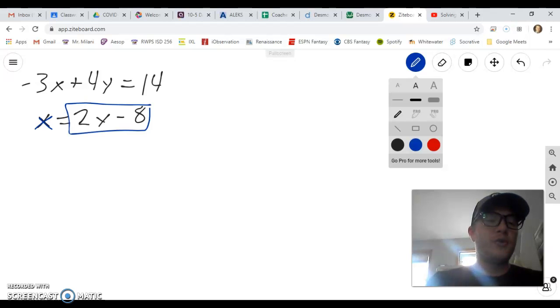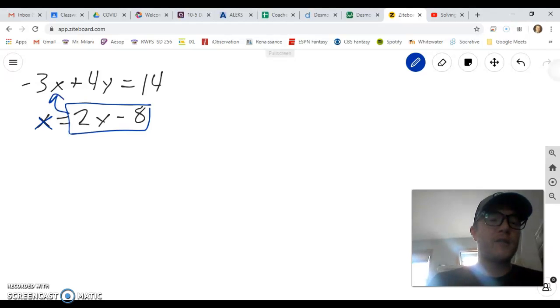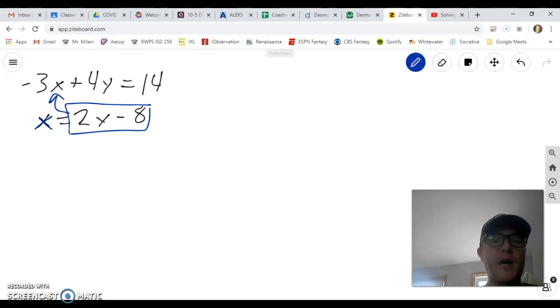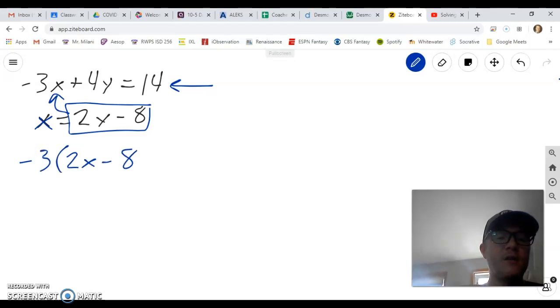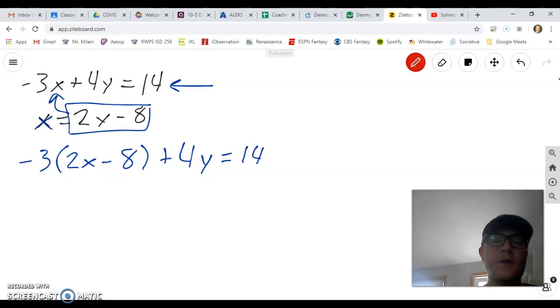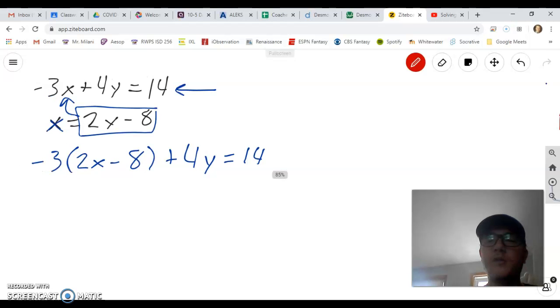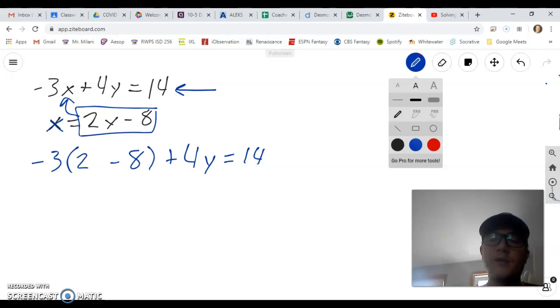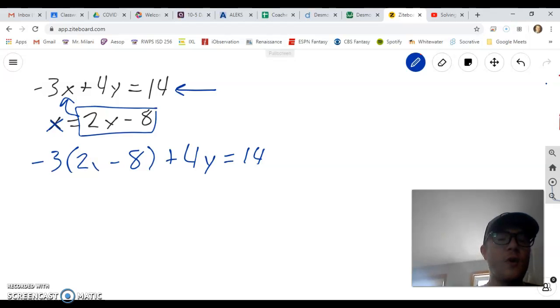So I'm going to plug that 2y minus 8 in for x. So now my new equation up top is going to say, instead of negative 3x, negative 3 times this entire piece, 2y minus 8, and then plus 4y equals 14. We're going to start moving here to get this one alone. Oops, excuse me, I made a mistake. Yes, even I make mistakes, as you guys know. This was 2y minus 8, sorry.